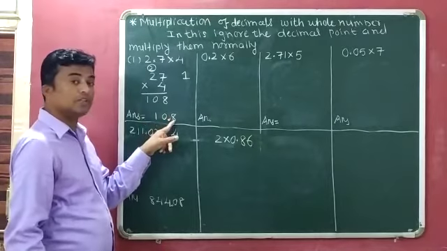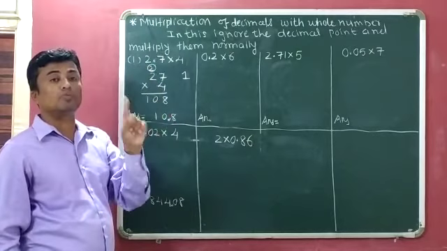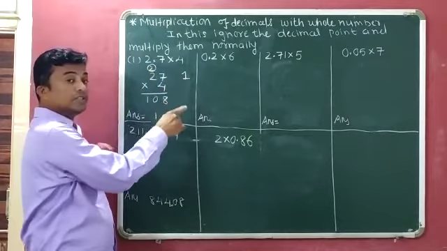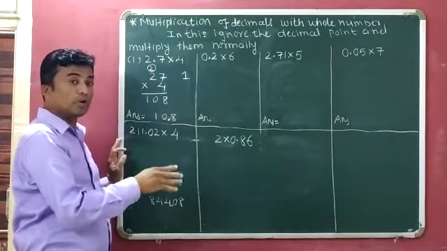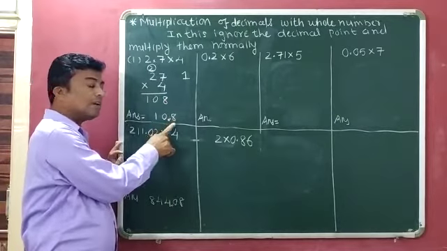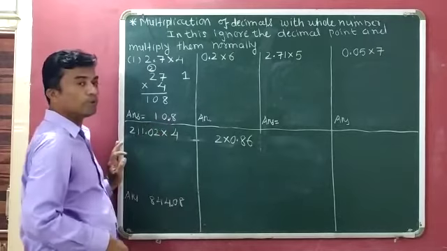Why do we count one digit here? Because in the question, after the decimal point only one digit is available and it is 7. So we count one digit from the right hand side in the answer and then we write the decimal point. So the final answer is 10.8.